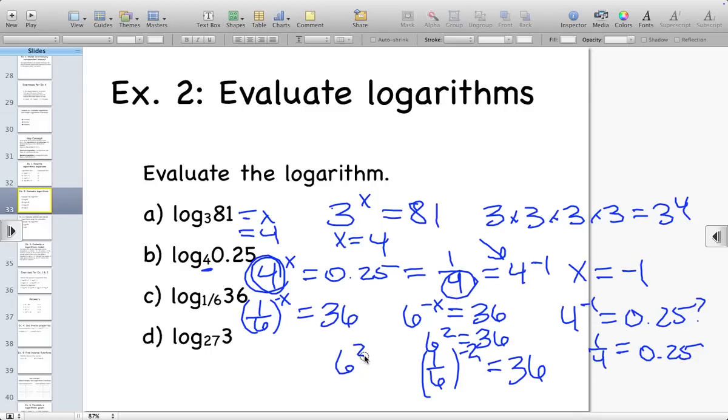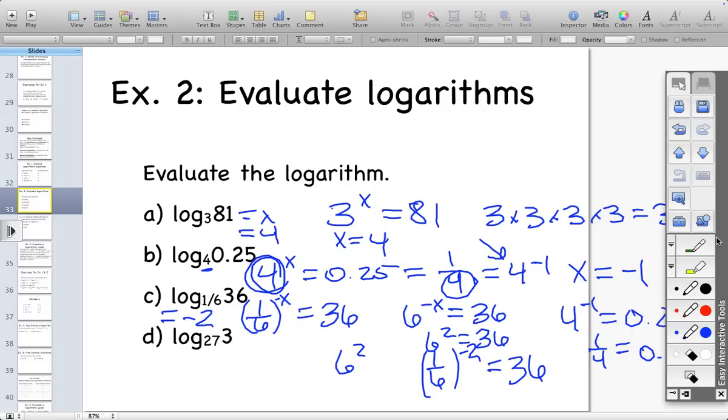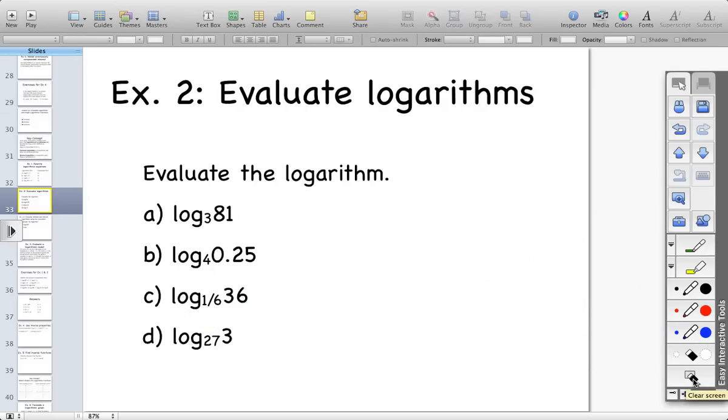So again, a lot of this right now is going to be some mental math. And you're having to really verbalize, whether in your head or out loud, what your steps are to justify your solutions. All right, let's clear off the board so we can see my last example.